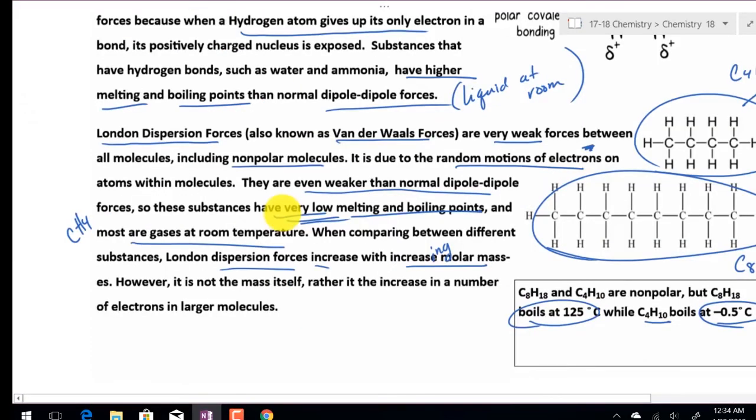So this is a summary of intermolecular forces and how each of them determines the properties of different substances.